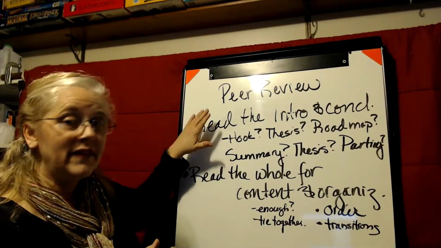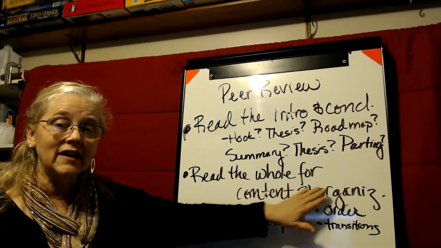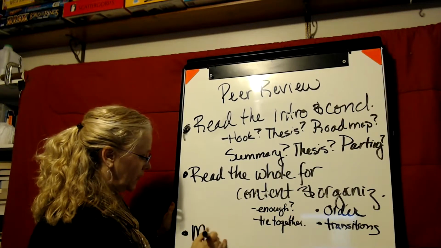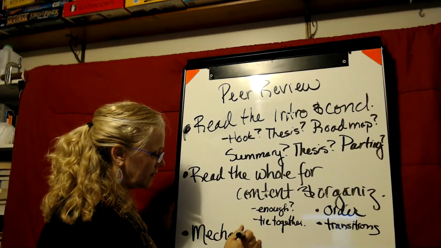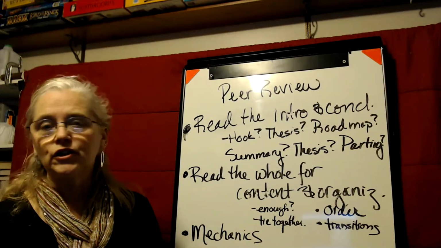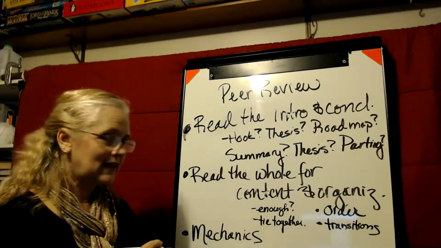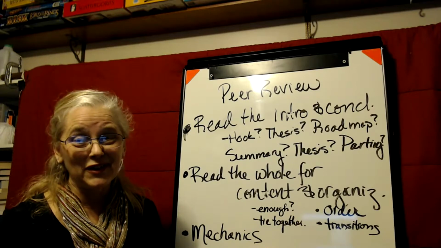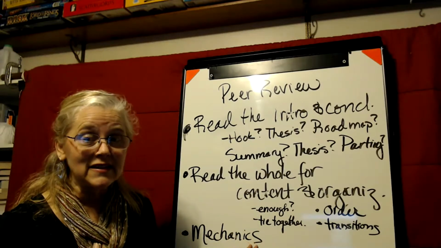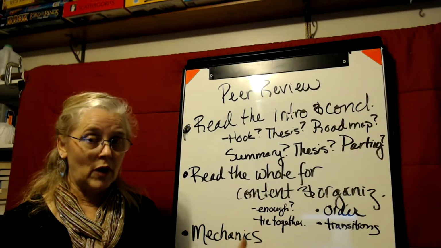And then when you've done this, you've looked at the introduction and conclusion, you've read the whole paper and looked at content and organization, then you can go to mechanics. And for mechanics, that would include grammar, sentence structure, etc. And if you think, I'm not very good at that, I really don't even want to touch that, then don't. But if that's something you're really good at, there might be ways that you can help your writer.